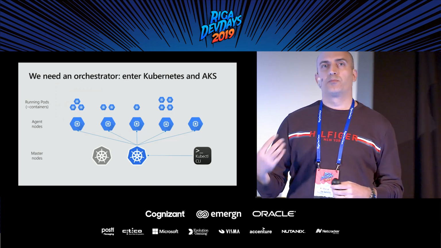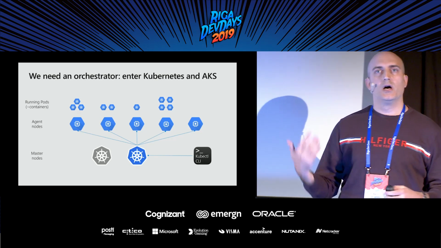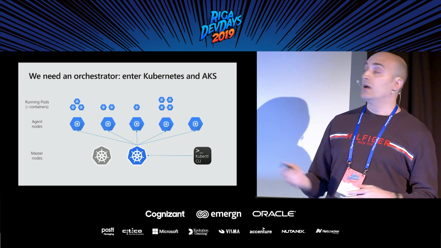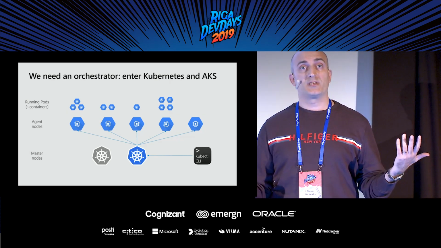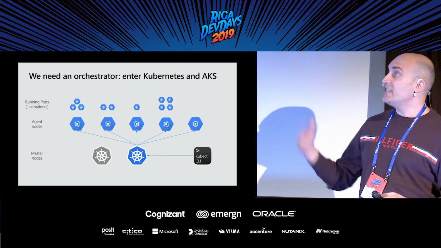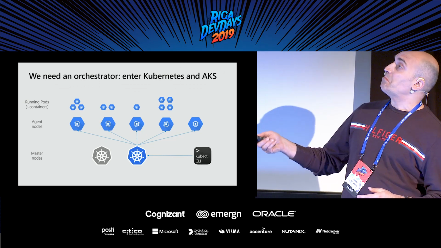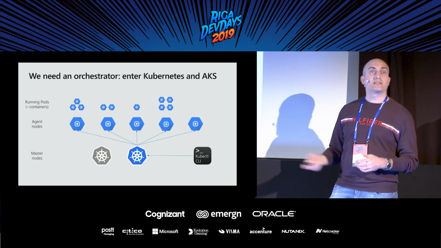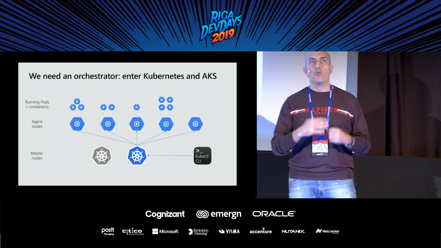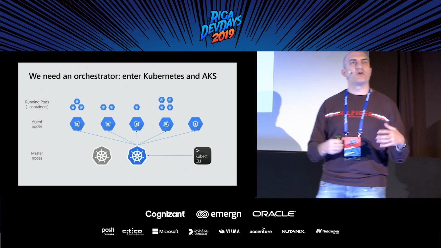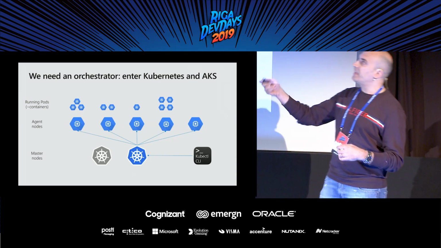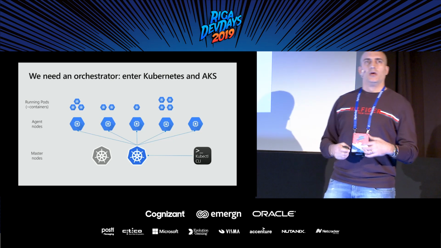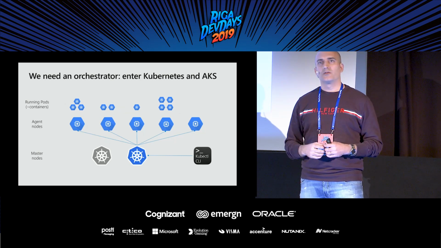Kubernetes is one of the most famous orchestrators out there. Another one is Service Fabric, for example. And it's basically a cluster of virtual machines called agent nodes that are capable of running a workload expressed in terms of containers, or better said, pods. Now, don't get annoyed.